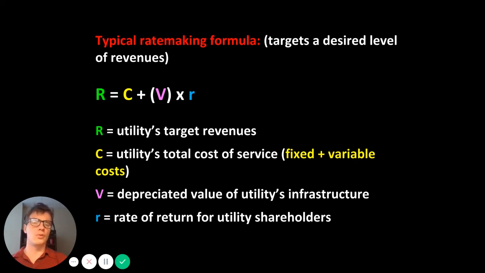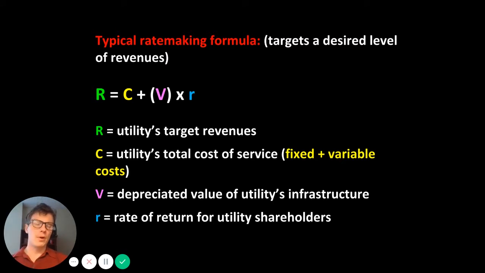C, a utility's total cost of service, which is both its fixed and variable costs. So fixed O&M, the cost of keeping the lights on, paying people's salaries, and also mortgage payments on all their infrastructure, plus variable costs, which would be either the cost of buying electricity in a wholesale market or producing the electricity in power plants that the utility owns and then selling it to retail customers.